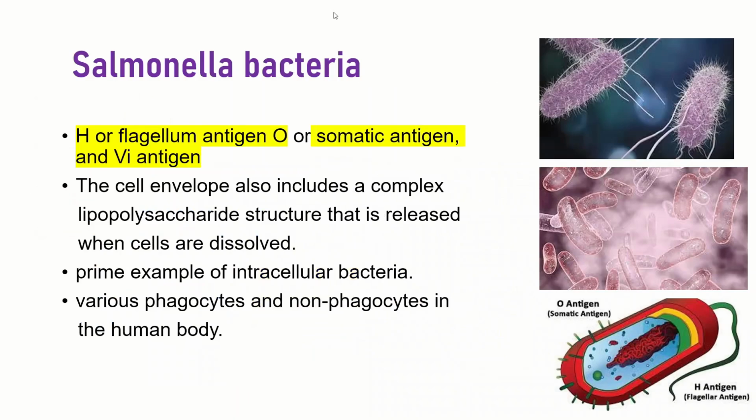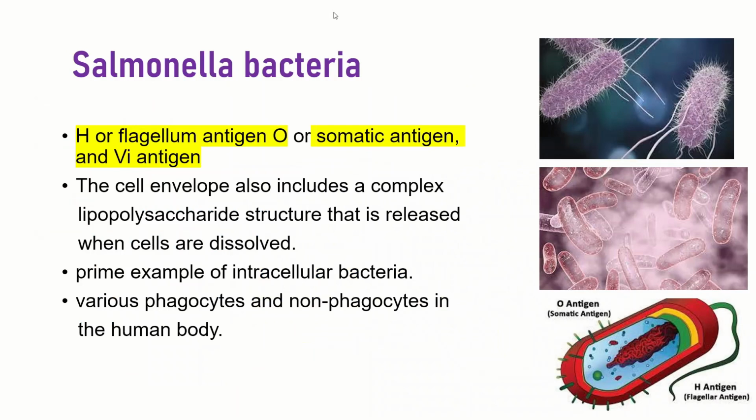Salmonella is a gram-negative, flagellated, facultative anaerobic bacterium containing three important antigens: H or flagellum antigen, O or somatic antigen, and Vi antigen. The cell envelope also includes a complex lipopolysaccharide structure that is released when cells are dissolved.